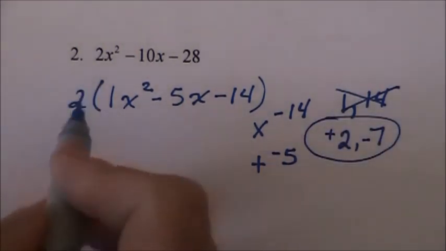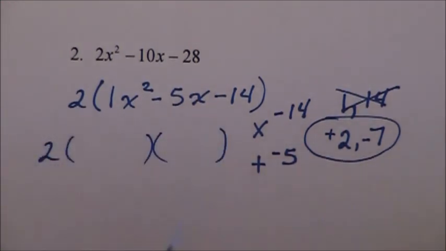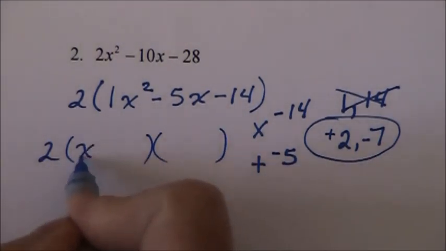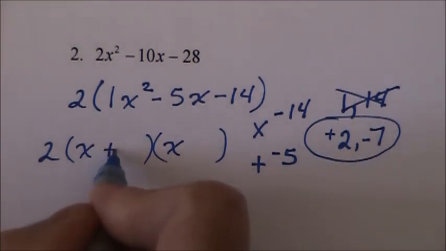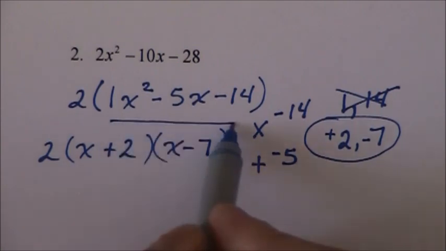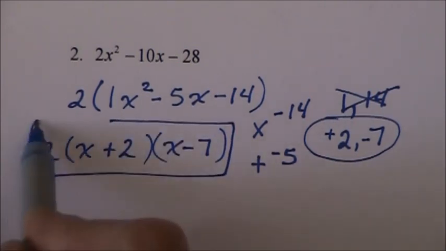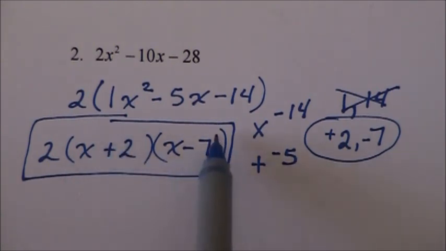Now we have this 2 out front. The 2 is going to stay out front. We are then going to draw our two sets of brackets. We will put our x at the front of each of them and put one of these in each. So plus 2 in one and negative 7 in the other. Recall that it doesn't matter which order I put these two numbers in. So I went with the 2 first and then the 7. You could have put negative 7 and then positive 2.